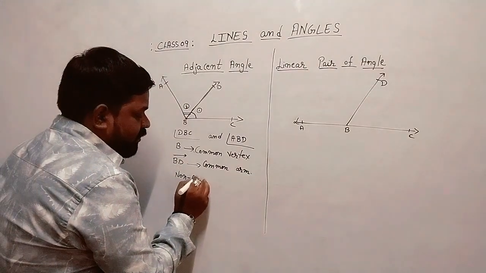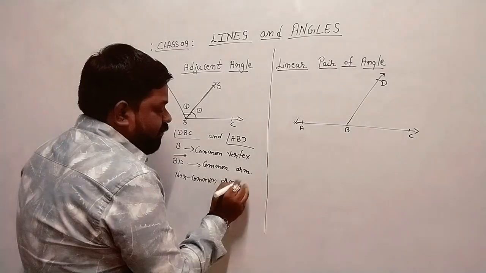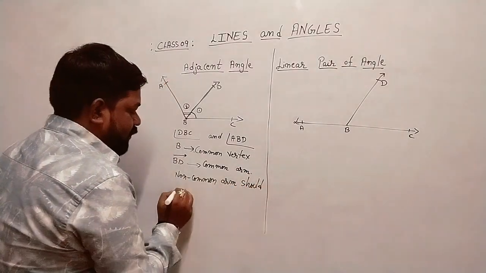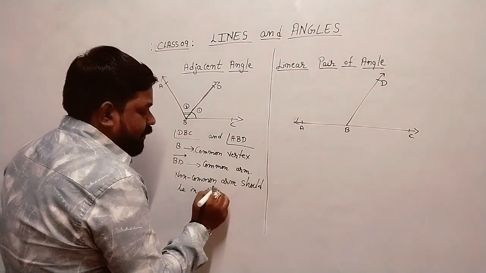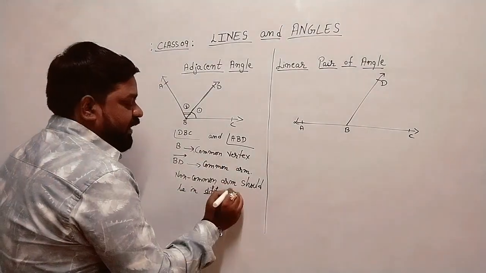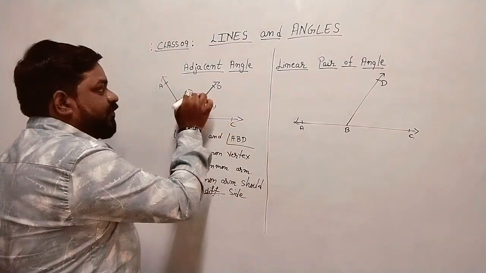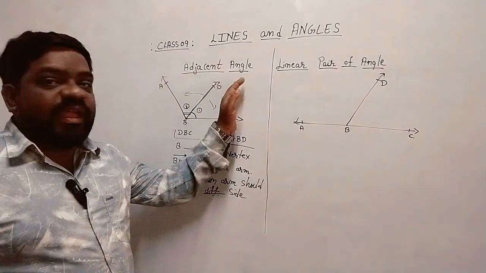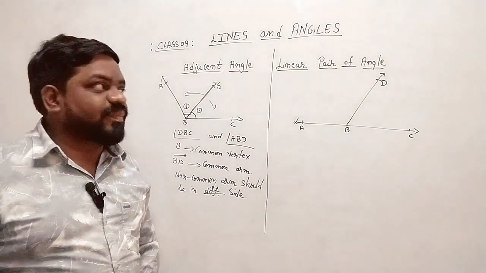The next condition is that the non-common arms should be on different sides of the common arm. Okay, it should be a different side. Then we call these two angles adjacent angles.